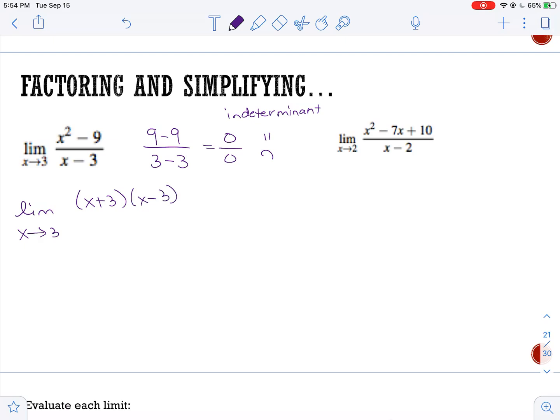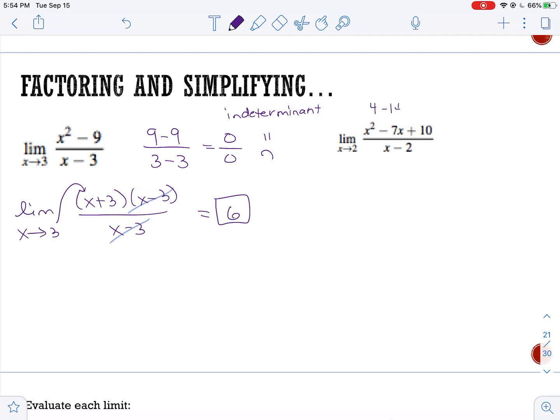We can factor the numerator. It would factor into x plus 3 times x minus 3, and the denominator is x minus 3. And then notice the x minus 3's can cancel. At this point, you try and plug in again. So if I take 3 and plug it in, 3 plus 3 is 6. So the limit as x goes to 3 is going to be 6.